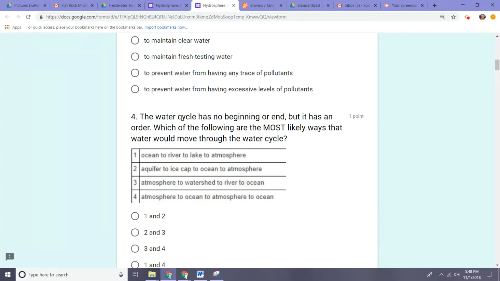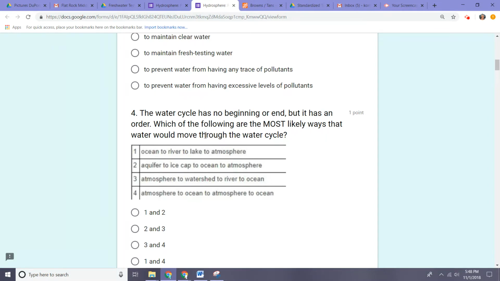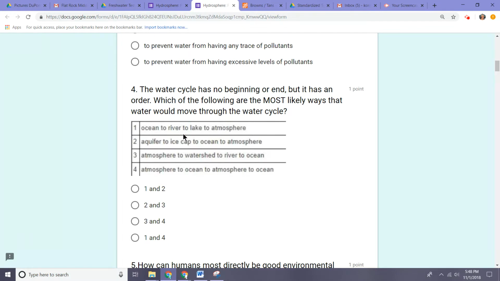Number 4. The water cycle has no beginning or end, but it has an order. Which of the following are most likely ways that water would move through the water cycle? 1. Ocean to river to lake to atmosphere. 2. Aquifer to ice cap to ocean to atmosphere. 3. Atmosphere to watershed to river to ocean. 4. Atmosphere to ocean to atmosphere to ocean. 1 and 2, 2 and 3, 3 and 4, 1 and 4.